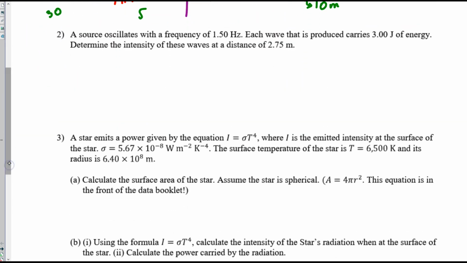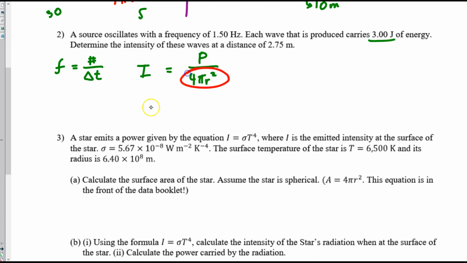Number 2, a source oscillates with a frequency of 1.5 hertz. That means we complete 1.5 cycles per second. Each wave that's produced, each cycle, carries 3 joules of energy. Determine the intensity of these waves at a distance of 2.75 meters. Well, I know that I need this equation for intensity. We're assuming the waves spread out like a sphere, so we can use the surface area of a sphere as our denominator for area.